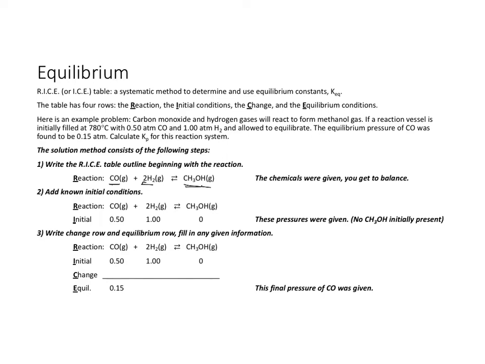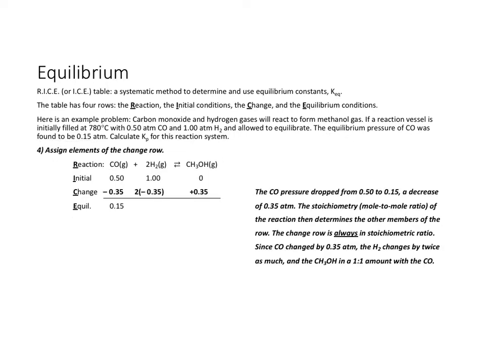The second step is to write the initial conditions. Well, the problem statement says we started with 0.5 atmospheres of CO and 1 atmosphere of H2. So those are given. We do not have any product initially present in this example. We now write the change row and the equilibrium rows. So here's the full table. We have our reaction. We have the initial conditions. We don't know what our change is yet, but we know one other piece of information from the original problem statement. It says the equilibrium pressure of CO was found to be 0.15 atmospheres. So we've written that down here at the end.